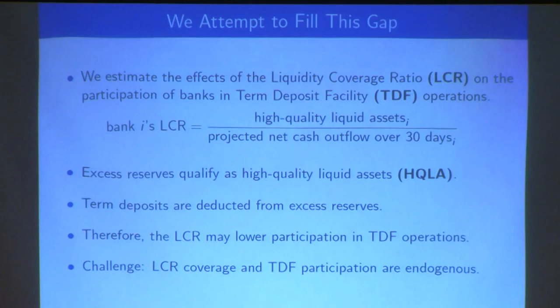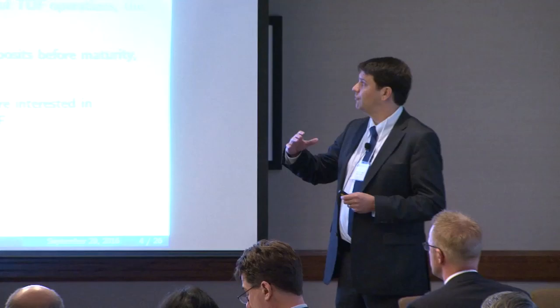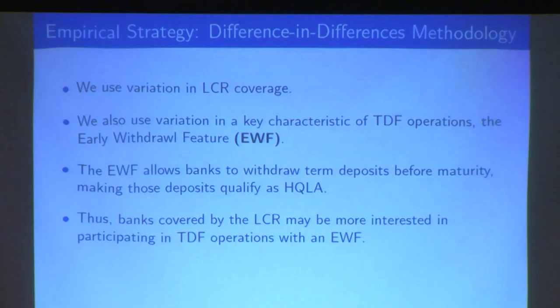Now, ideally, we would just estimate how the LCR affects demand for these deposits by examining the behavior of banks subject to the LCR compared to banks that are not subject to the LCR. The problem is that there's endogeneity there. The banks that regulators selected as covered by the LCR may have some characteristics that we cannot observe that affect their behavior in operations for the term deposit facility. So to estimate the effect of the LCR on demand for these term deposits, we're going to use variation in LCR coverage. We're going to compare the behavior of banks subject to the LCR with the behavior of banks not subject to the LCR. And we're also going to use variation in a key characteristic of the term deposit facility.